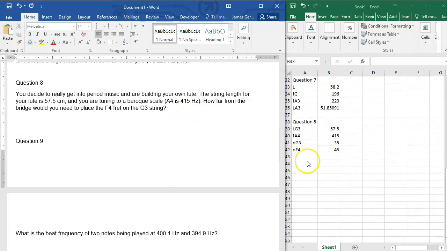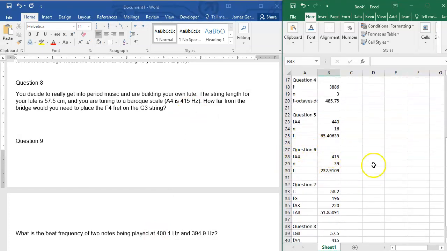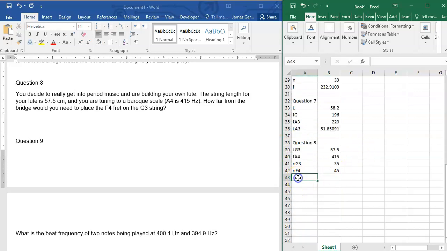All right, and we're going to go back. This is like the question earlier where we're just going to have to figure out what is the frequency of a G3. Well, it's going to be 2 to the n minus 49, where n is 35, divided by 12, times our A4 frequency. So 184.86. Now, the frequency of the F4 is the same thing: 2 to the 45 minus 49 divided by 12 times our central frequency, our A4 frequency.